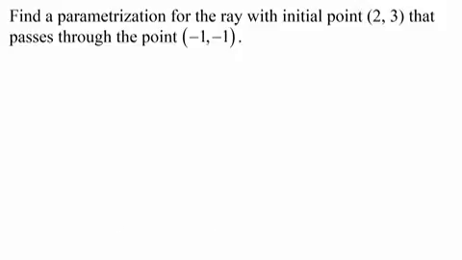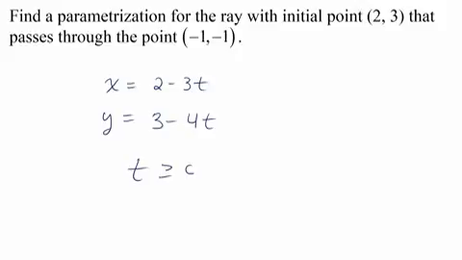Again, there are many possible answers for this problem. I'll just show you one in particular. We could let x equal 2 minus 3t, and by doing so, y would have to equal 3 minus 4t. And then for the traced portion of this line to coincide with the ray that starts at 2, 3 and goes to negative 1, negative 1, we would let t be greater than or equal to 0.